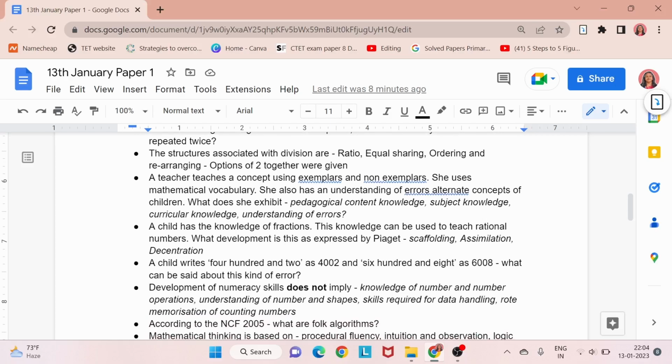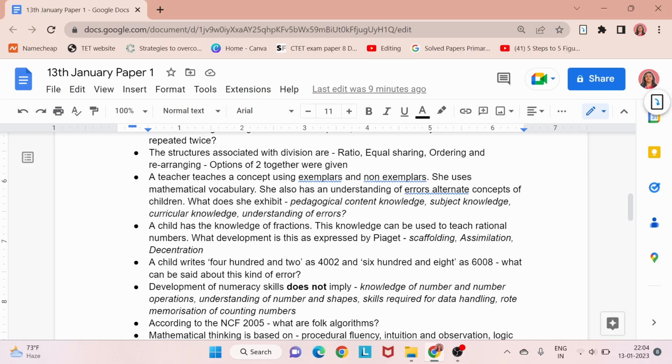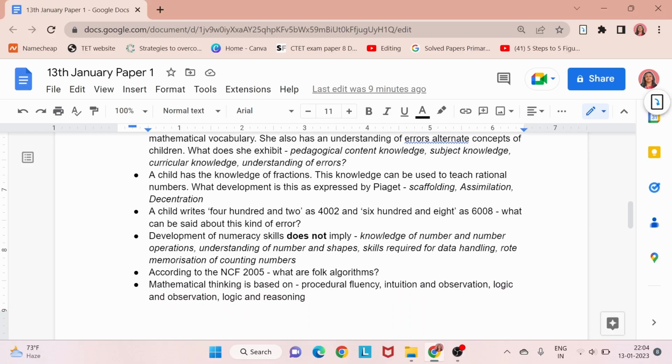Then from Piaget, there's a question: a child has knowledge of fractions. This knowledge can be used to teach rational numbers. So, what development is this as expressed by Piaget? Scaffolding, assimilation, or decentration? And there was one more. So, I'm not 100% sure of this answer, but I have gone for decentration. It might be assimilation, but I'm not really sure.